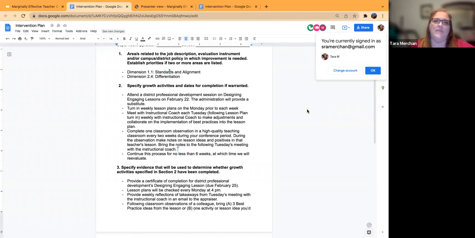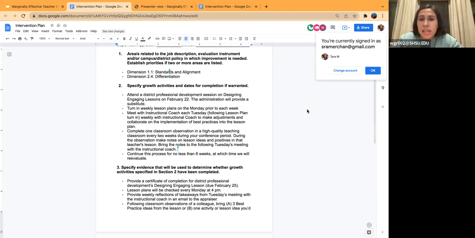And then the second dimension that we'd like to focus on with her is differentiation, 2.4. And that specifically is that we need her to differentiate her instruction, aligning methods and techniques to diverse student needs. So the tricks in the bag that Sarah mentioned earlier, we need more tricks in her bag. And in order to help her grow, we are assigning specific activities with specific dates for her to complete. So as you can see here, she is going to be attending a district professional development session specifically targeting designing engaging lessons on February 2nd.